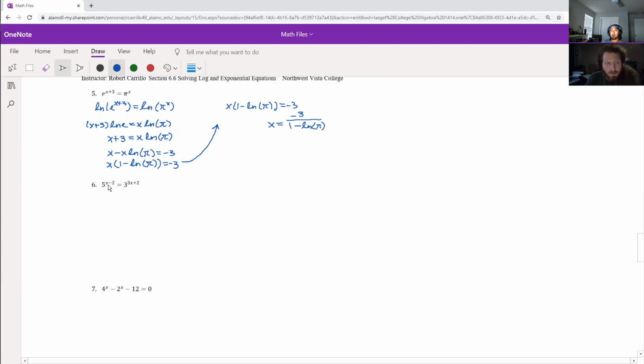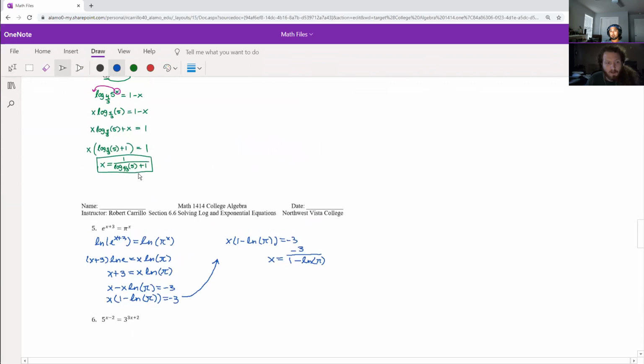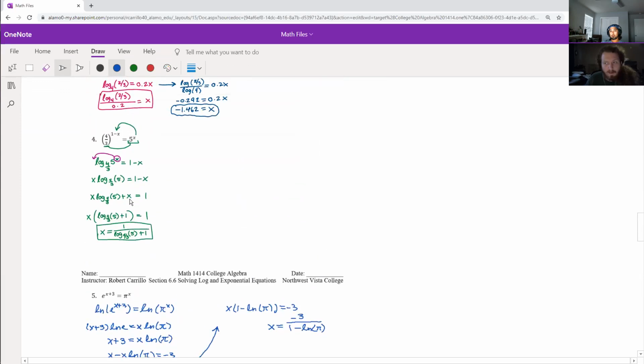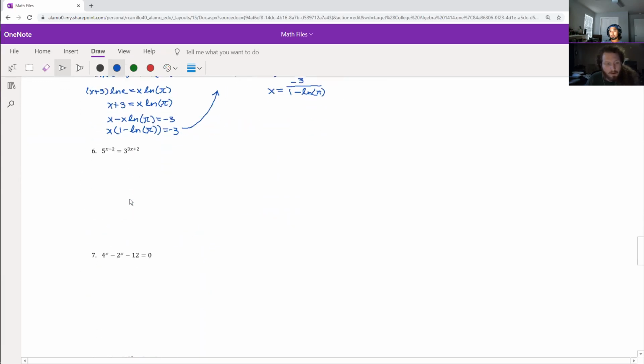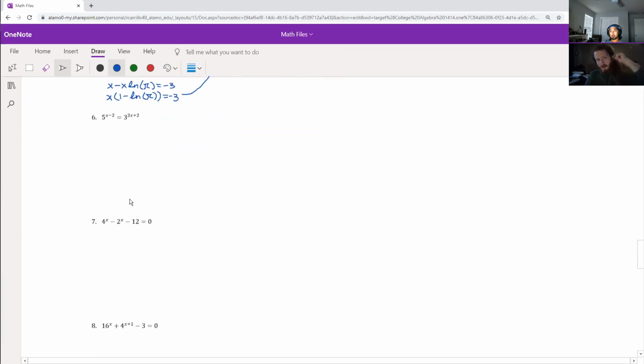Sort of the same thing with this one. We have 2 different numbers, 2 different bases. Now we could keep picking one base and running with it the way that Professor Carrillo has been doing it so far. But I kind of like to pick ln.